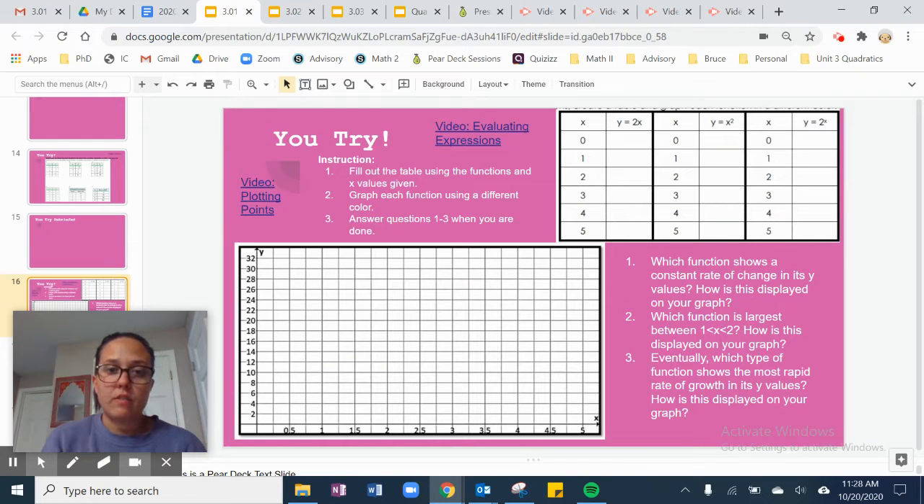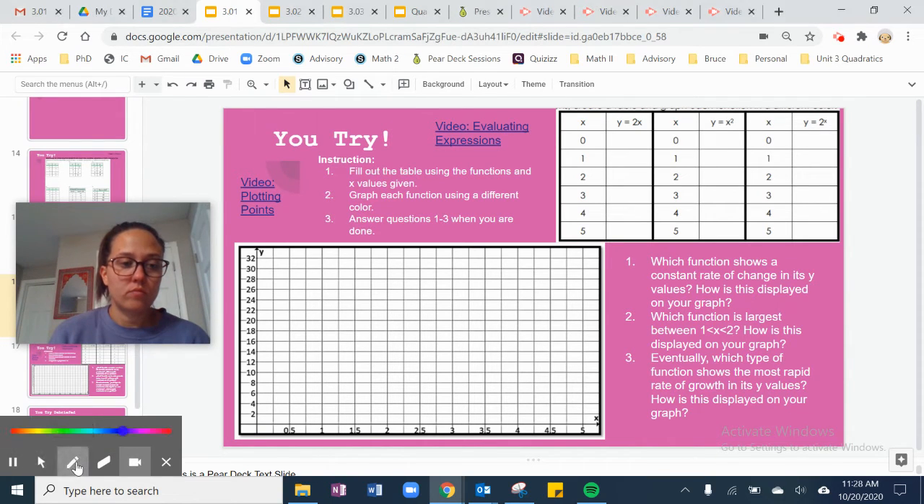Fill out the table using the functions and x values given. Then we're going to graph each function using a different color and answer questions 1 through 3 when you're done. So first, the graphing, or actually filling out the table.